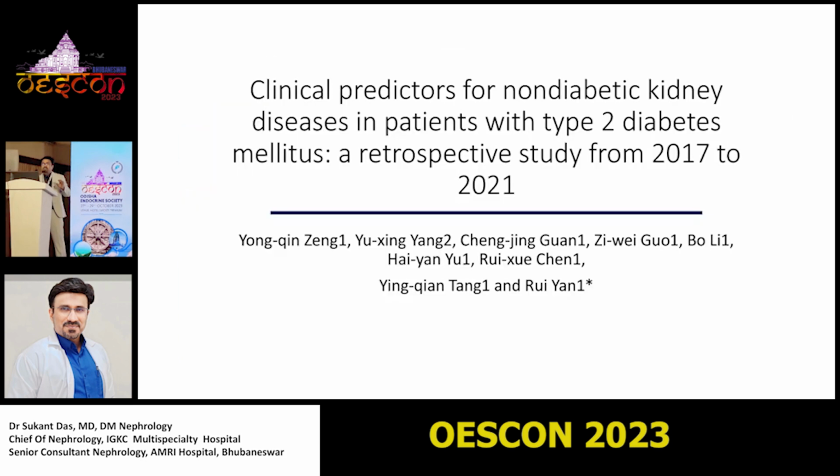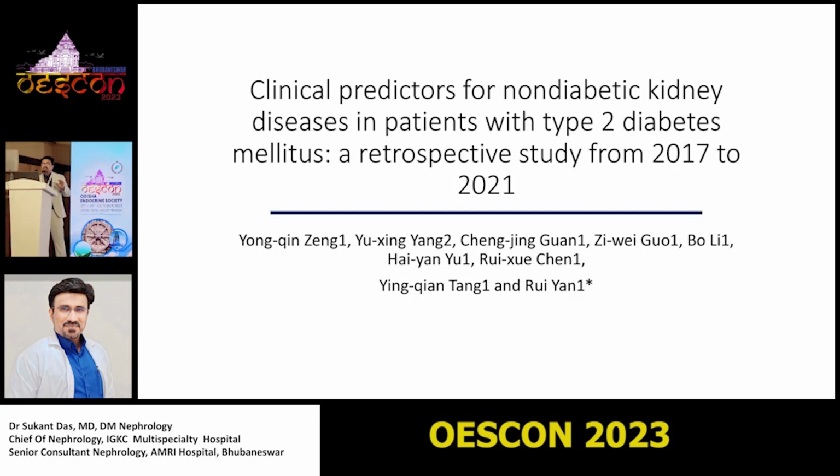We'll just look at a few of the retrospective studies. This is a Chinese study which was done from 2017 to 2021, which took in several patients. And on histological examination, what was the most common finding as a cause of non-diabetic kidney disease? It was IgA nephropathy.